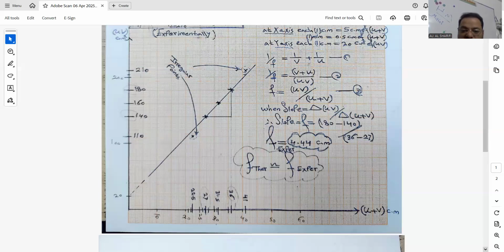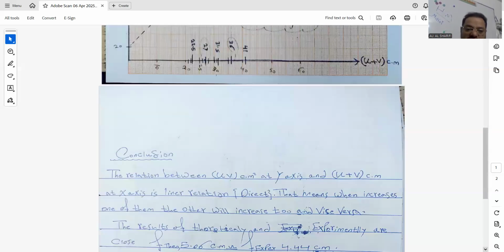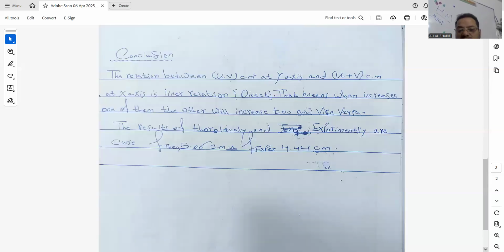The conclusion, it's the last step here. The relation between them is a linear relation. That means its kind is direct. When one of them increases, the other one increases. Our results are near each other.